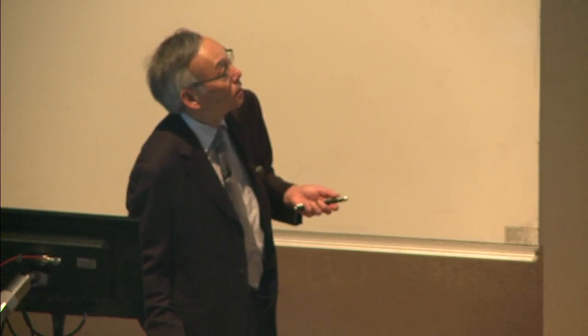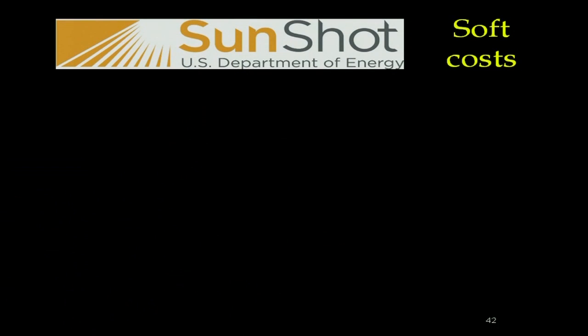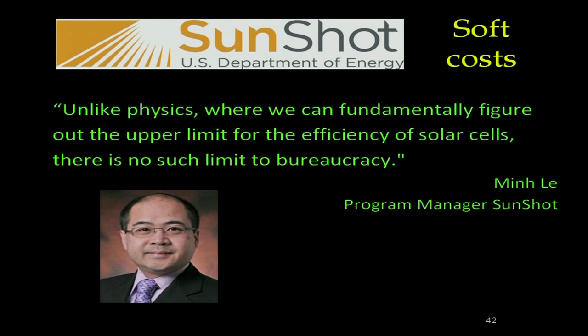But aside from that, we started to shift towards what are called soft costs, and that's the installation. Why is there a big licensing fee, things of that nature. And the head of the current so-called Sunshot, it's named after like moonshot, but for solar energy, the head of the program said, unlike physics where we can fundamentally figure out the upper limit for the efficiency of solar cells, there's no such limit to bureaucracy.